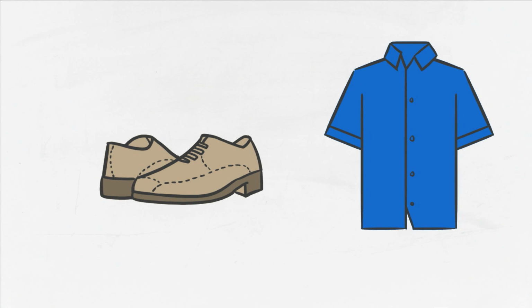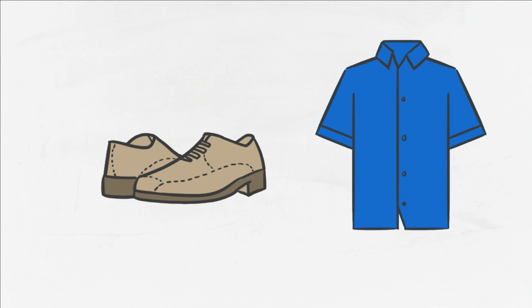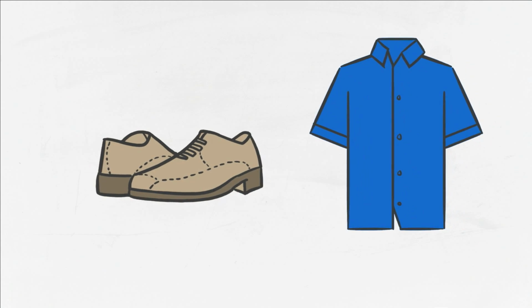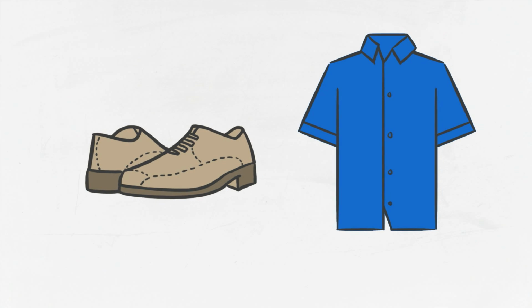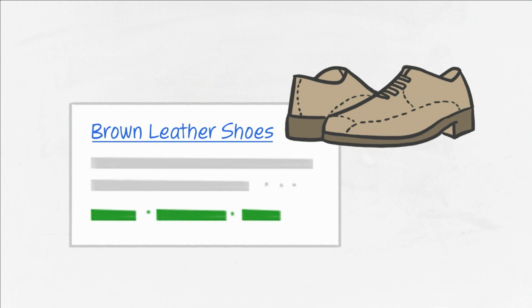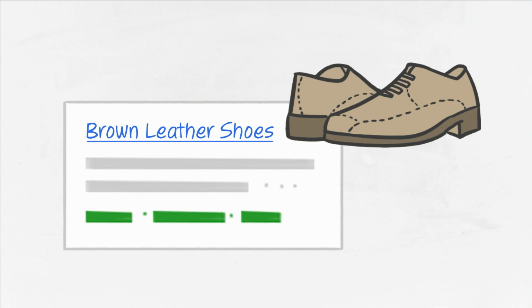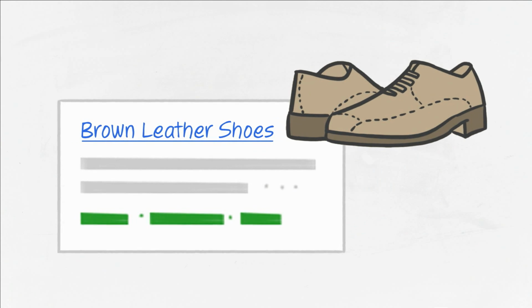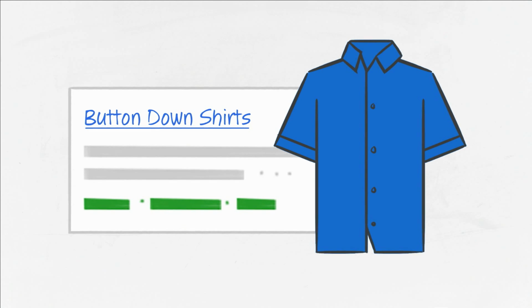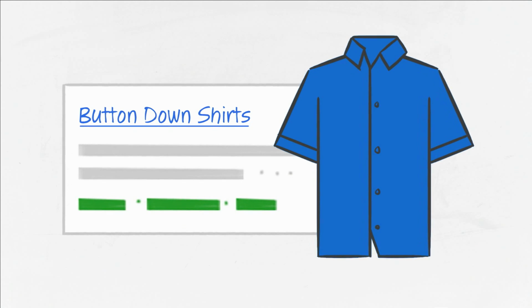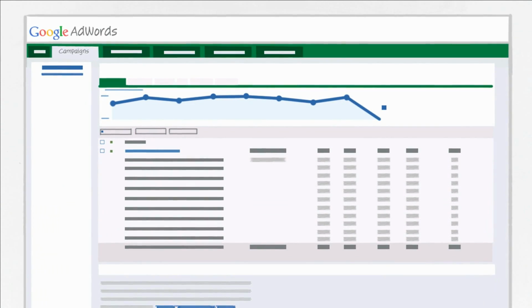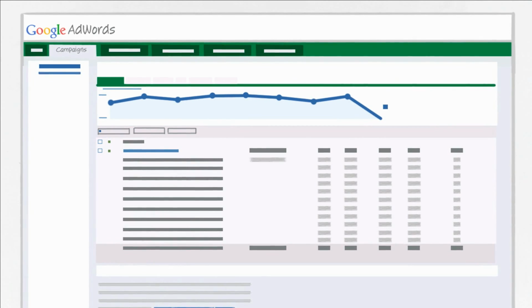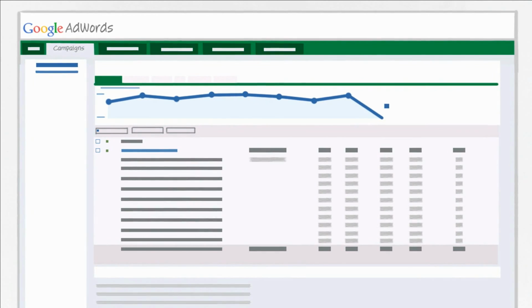The two main reasons are, first, structuring your account by product, service, or theme allows you to create ads that relate to that theme or product. For example, for your group of keywords that focuses on shoes, you could create an ad that talks about shoes. And for the group of keywords that focuses on shirts, you could create an ad that highlights the shirts that you have on sale. And second, structuring your account will make it easier for you to manage budgets, bids, and make changes or view reports.